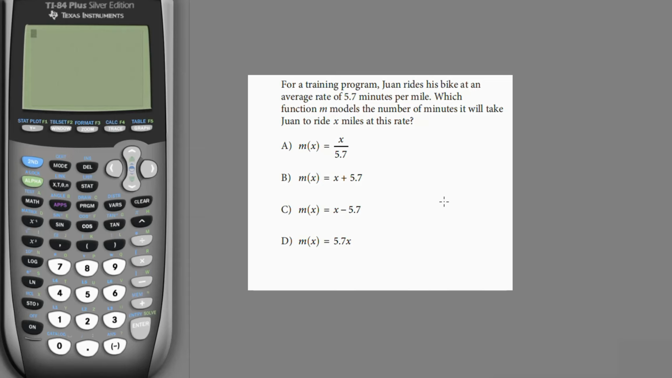Okay, so guys, for this question, this is a simple proportional question. I don't think we need a calculator to solve this, so let's do it together.